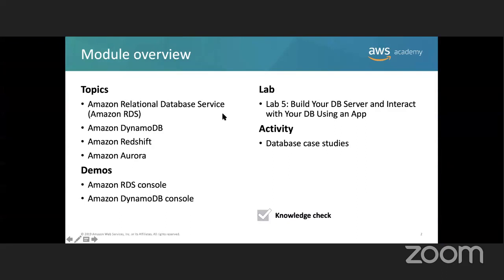So guys, talking about databases today. So today we're going to see Relational Database Service, RDS. Very popular in AWS. Amazon DynamoDB, Amazon Redshift, Amazon Aurora, super highly available, high-end database. Amazon RDS console, Amazon DynamoDB console. I can do this, that's not a problem. And then Lab 5 is going to be about building a database server and interact with the database using an app. Okay.